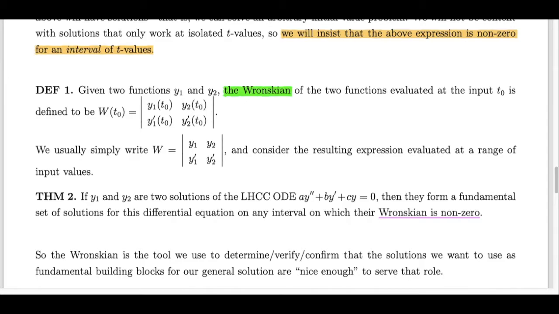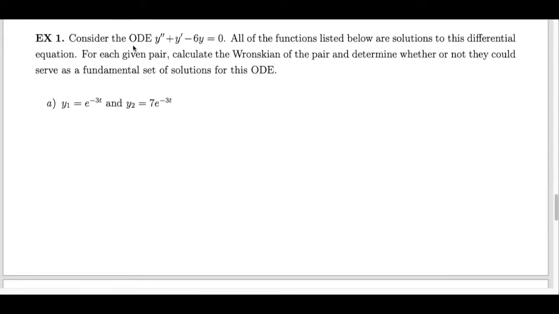Let's jump into an example. Example 1, we've got a pretty familiar looking ODE, y double prime plus y prime minus 6y equals 0. Pretty friendly second order LHCC ODE. So I'm not worried about how to find the solutions. My focus on this problem is instead to use the Wronskian and look at the value of the Wronskian expression and use that to determine whether or not the two given functions could serve as a fundamental set of solutions.